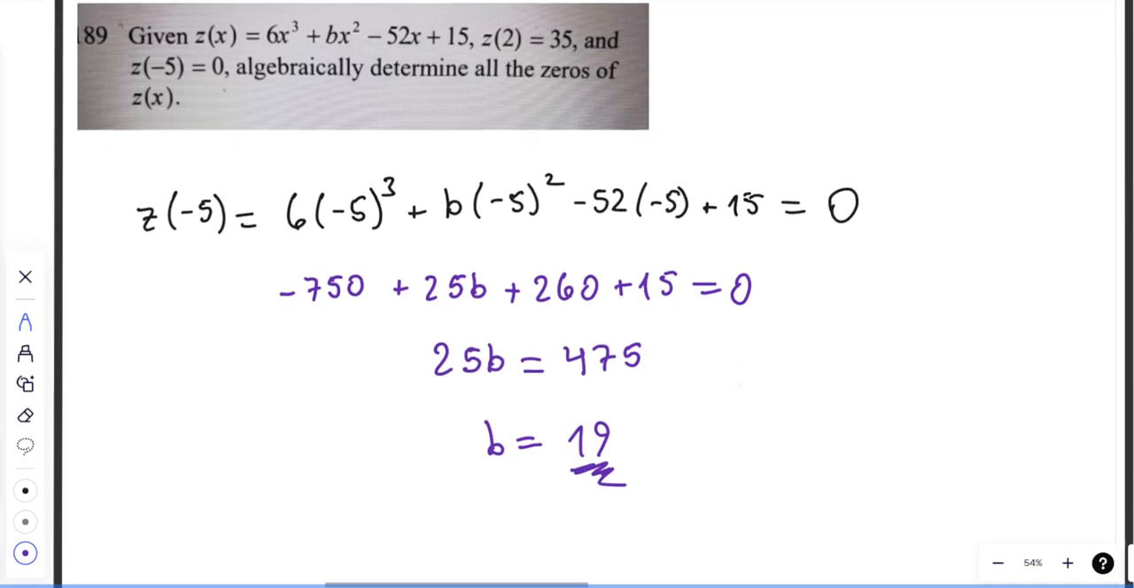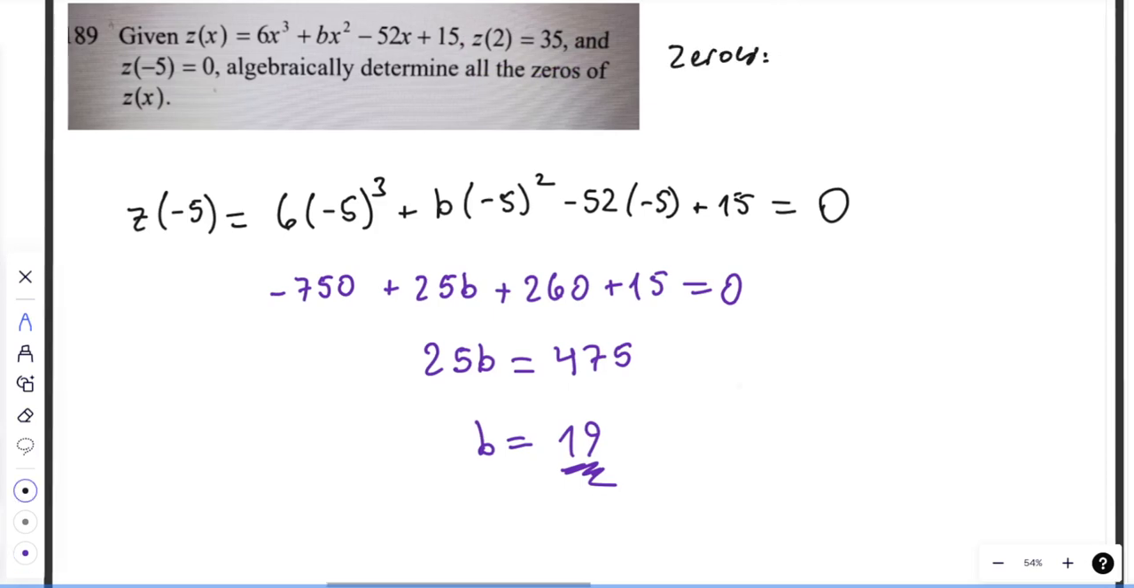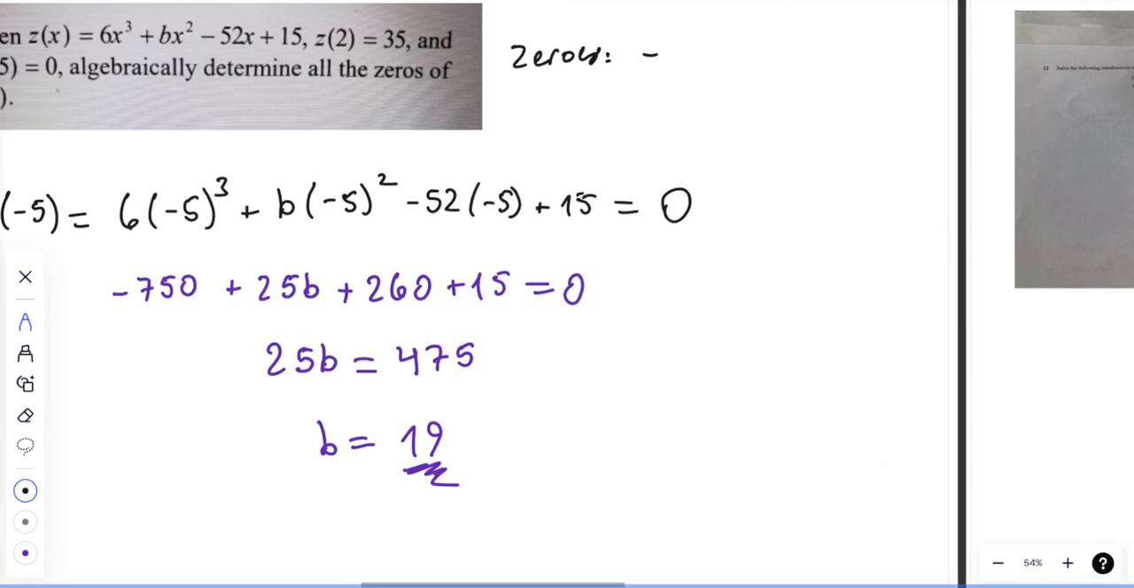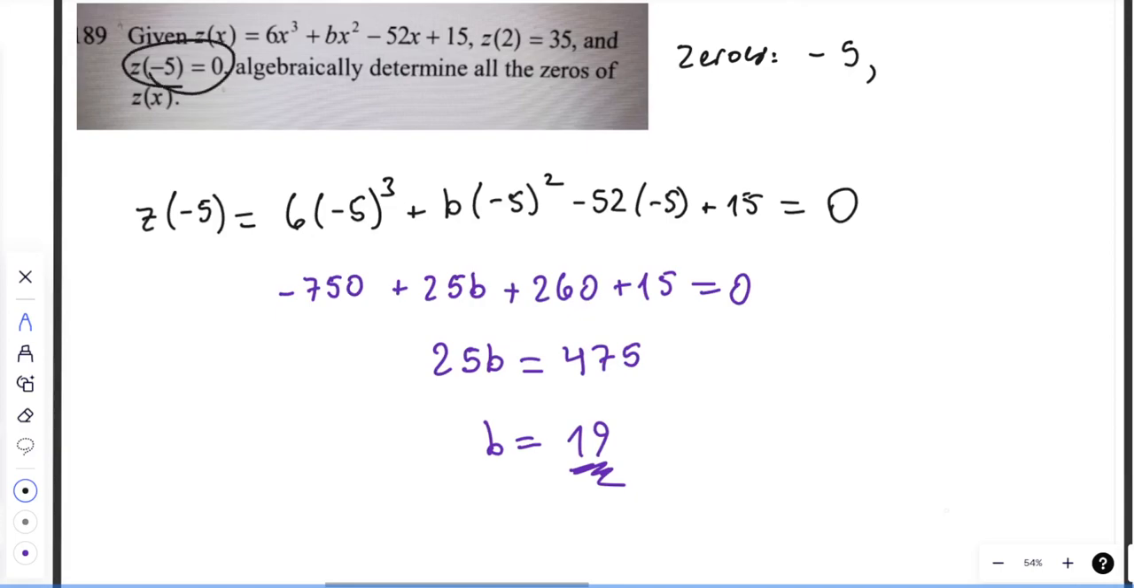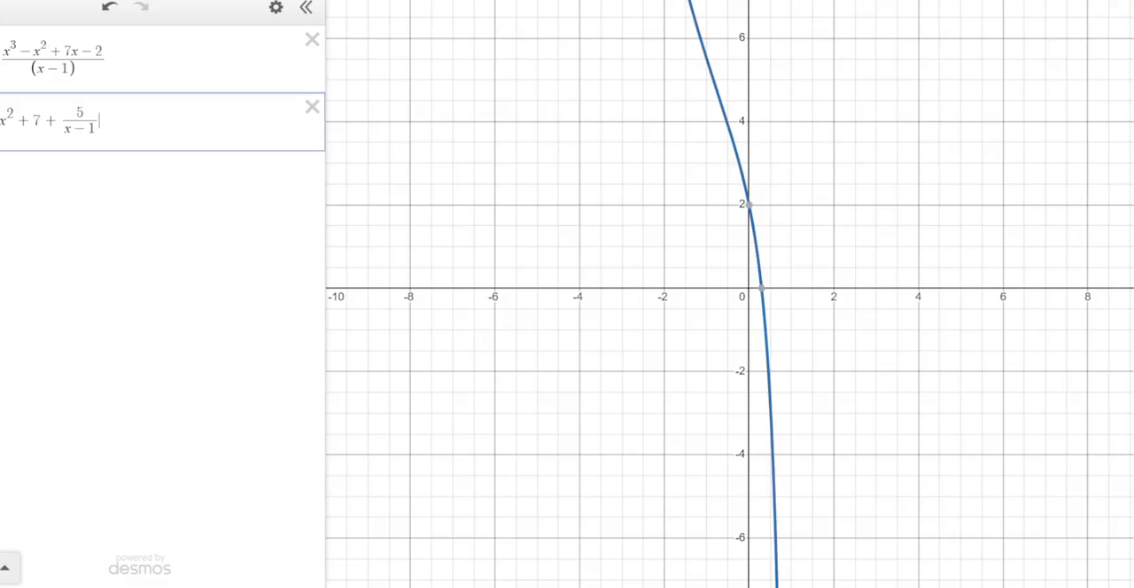I don't know what we need this for exactly. Maybe we could have used that to solve, but let me list the zeros up top here. Zeros are going to be -5 as the first one. We know that one is going to be a 0 because it tells us the function at -5 is 0. How are we doing so far? Questions?